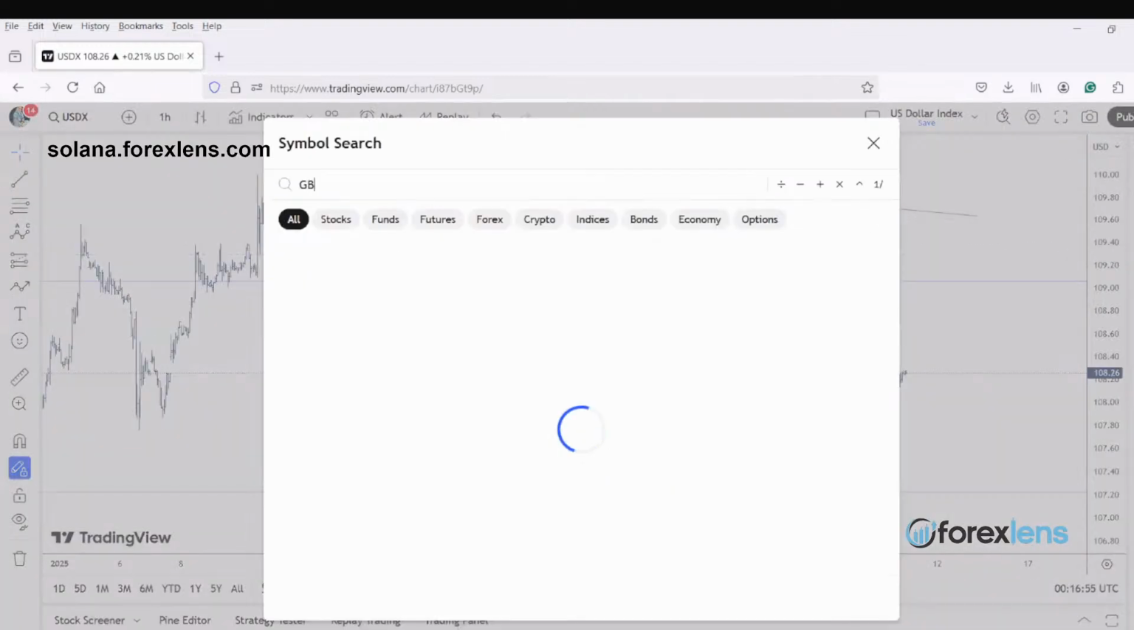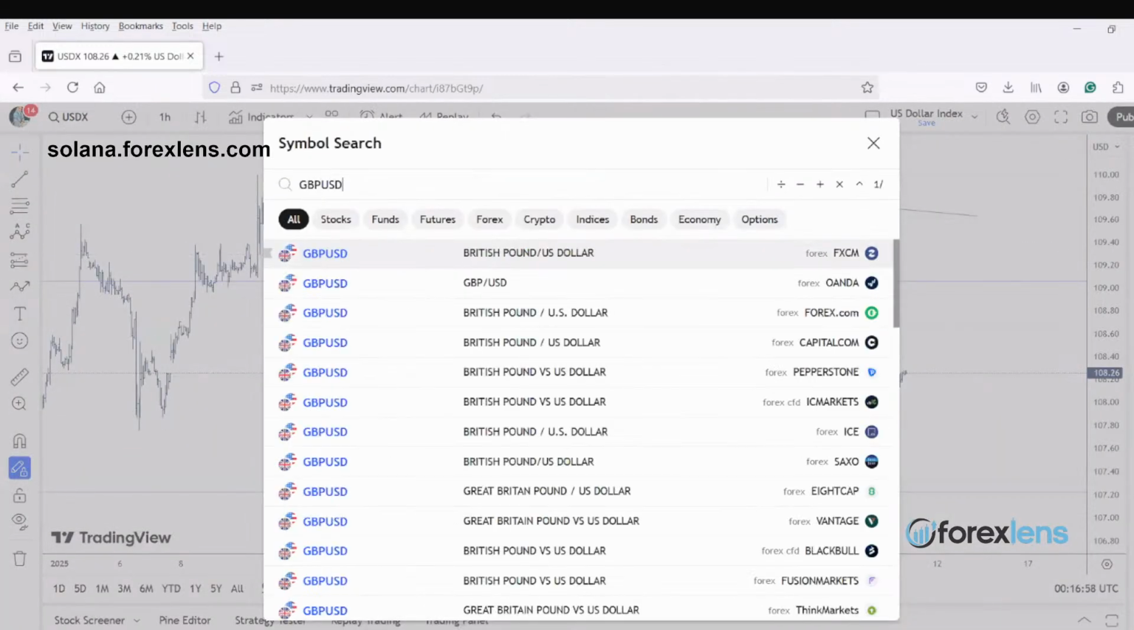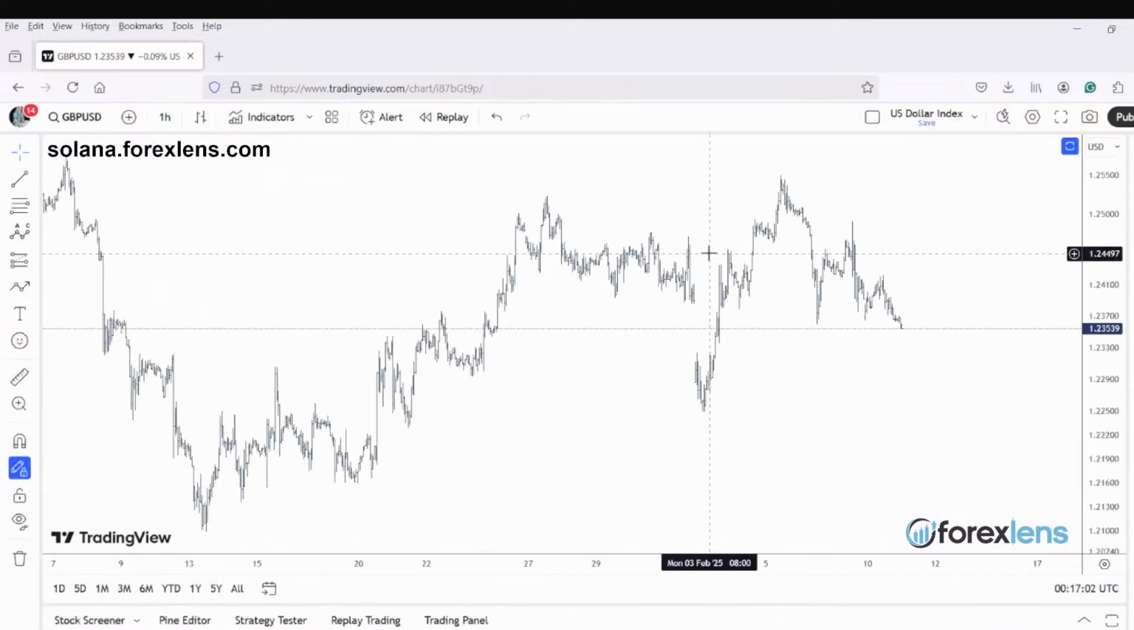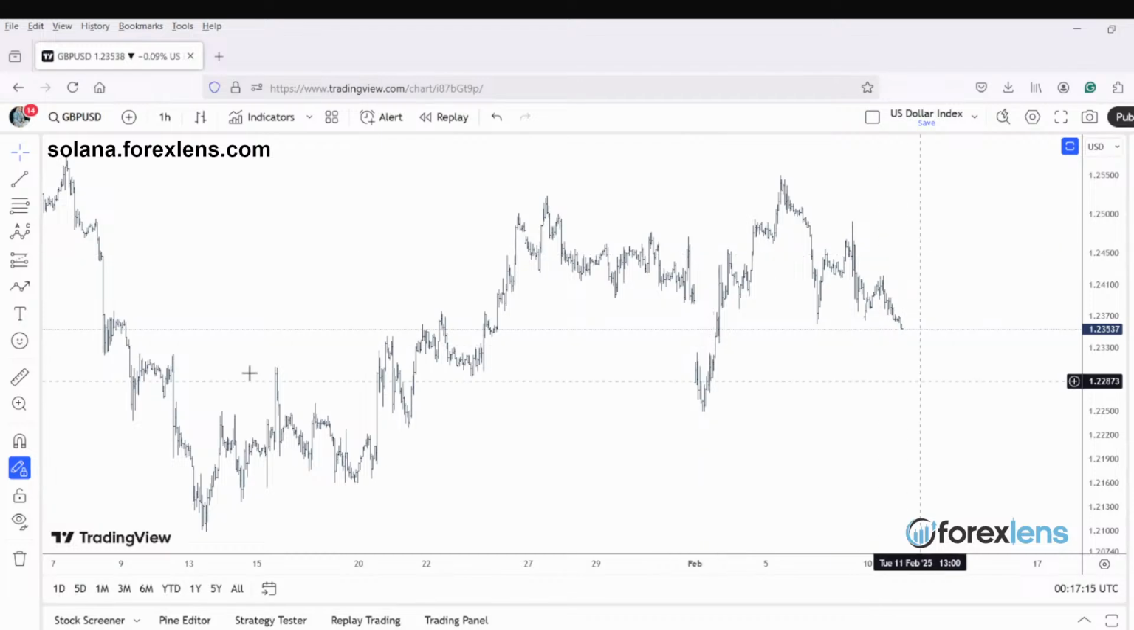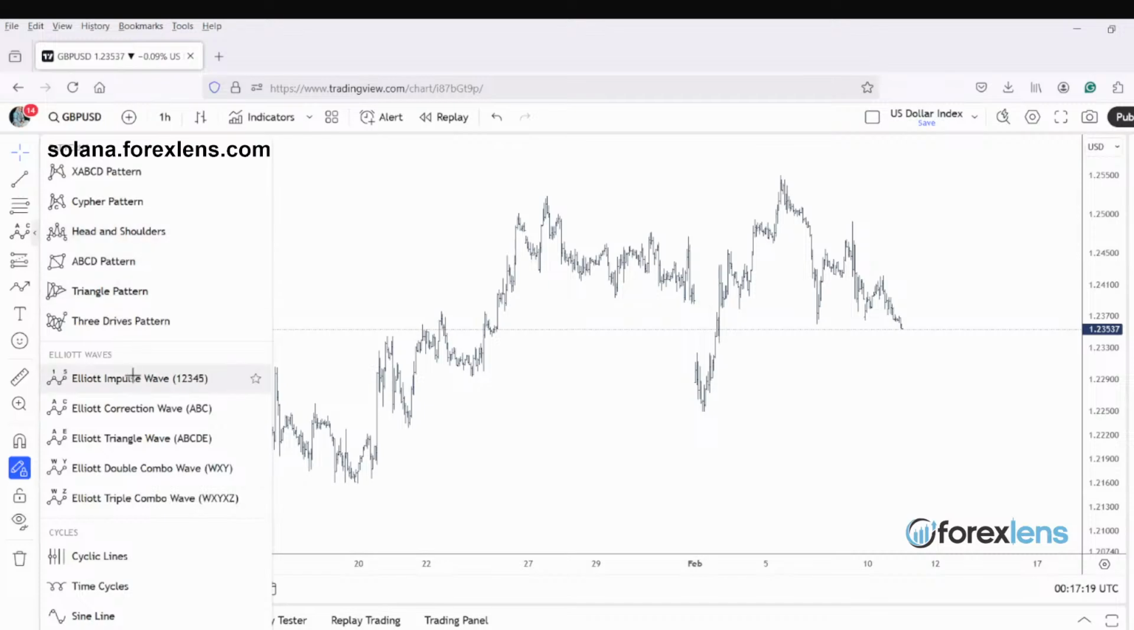Okay, a quick view on the pound hourly chart. As I keep on saying, we've got to just be a bit aware of the alternate counts which I'm presenting once again.